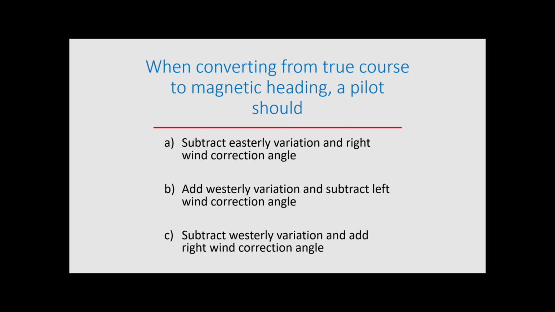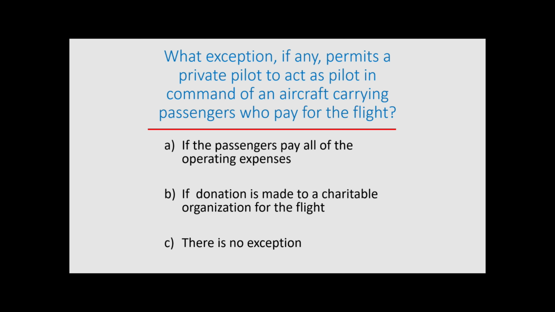When converting from true course to magnetic heading, a pilot should add westerly variation and subtract left wind correction angle. What exception, if any, permits a private pilot to act as pilot in command of an aircraft carrying passengers who pay for the flight? If a donation is made to a charitable organization for the flight.